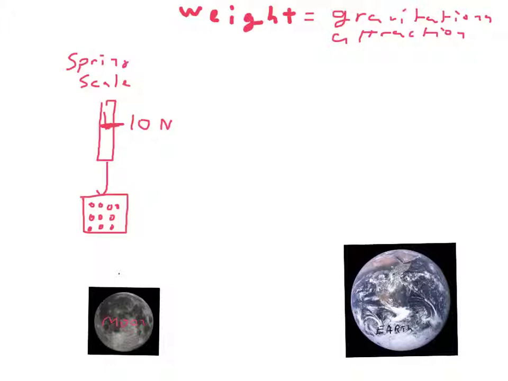What are we measuring here? We are measuring how attracted this item is to the moon. That is the measurement. Okay, and that is a measurement of weight. Now let's take that same exact item and let's fly it over to the earth. So I'm going to redraw it over here.